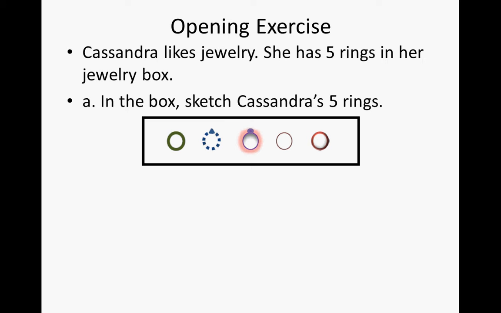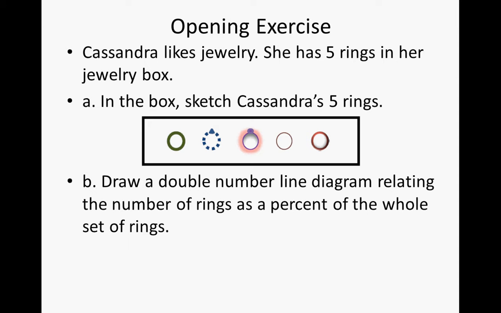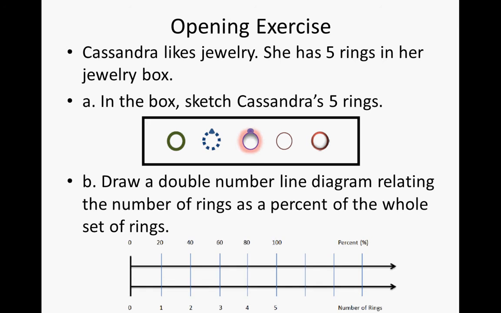Alright, so hopefully you sketched out some rings. They could look something like this. So for part B, draw a double number line diagram relating the number of rings as a percent of the whole set of rings. So we have 5 rings, and if that's the whole thing, then that's going to be 100%. So a double number line would look something like this. The top line could be the percent, and that is going to equal 5. So 100% is going to be 5. How could we split that up? Well, then 4 rings would probably be 80%, 3 rings would be 60, 2 rings would be 40, 1 ring would be 20.